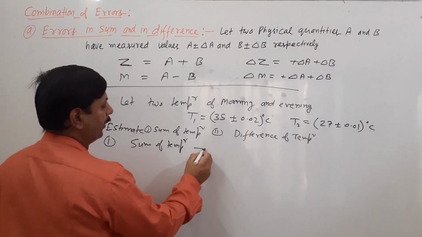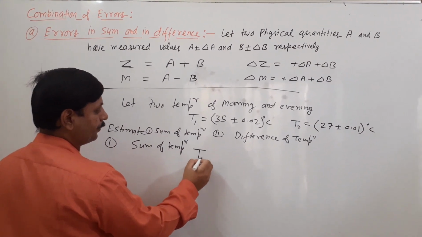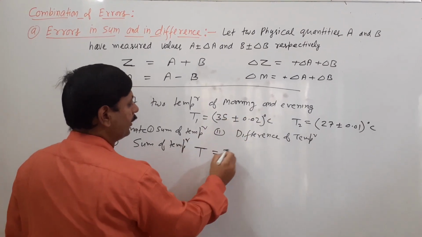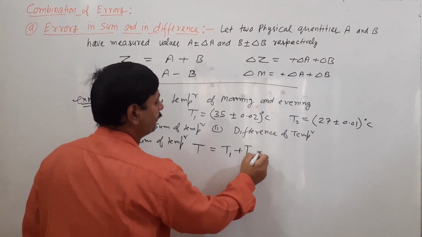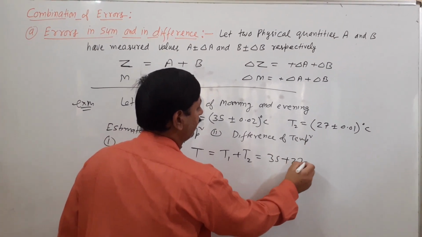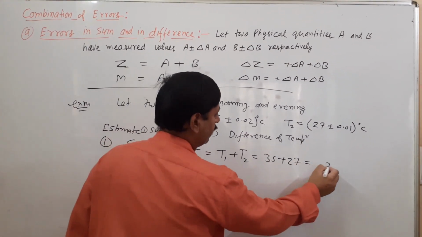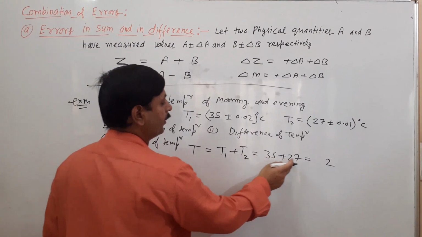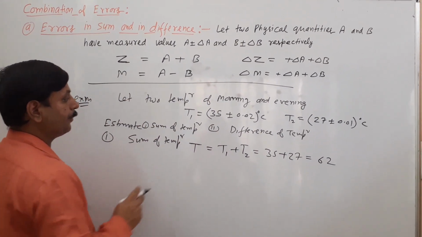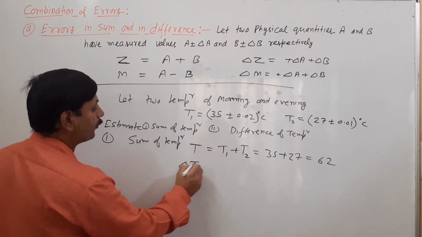Suppose I denote it by T. So T is equal to the sum, T1 plus T2, that is 35 plus 27. 7, 5, 12, how many degrees is it? 62. What will be the absolute error?